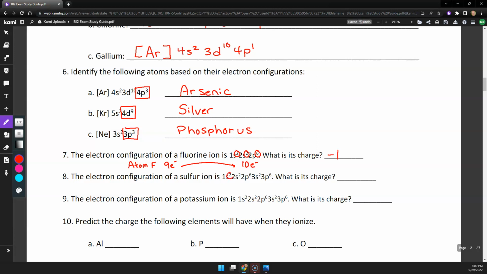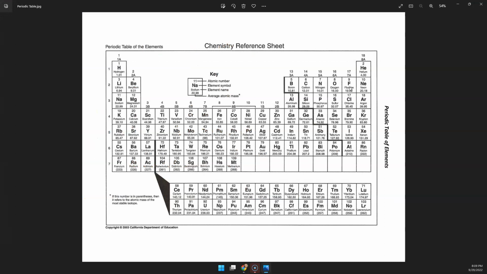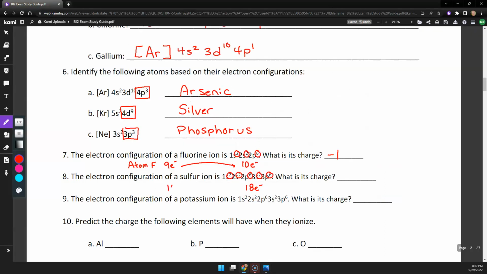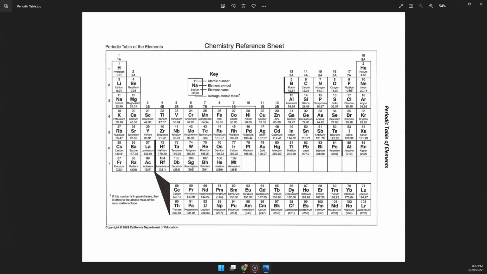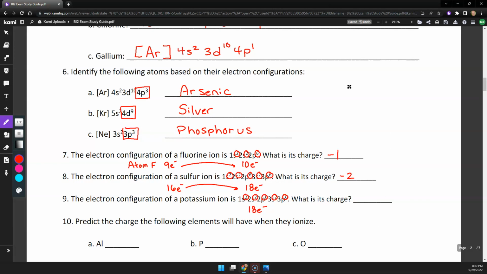Same thing with sulfur. So we've got 2, 4, 10, 12, 18. And if you go and look, sulfur is 16. So we went from 16 to 18. So if we gain 2 more electrons, our charge will be -2. All right, potassium, 2, 4, 10, 12, 18. Okay, and then potassium is normally 19. We went from 19 to 18, so we lost an electron, so our charge will be +1.